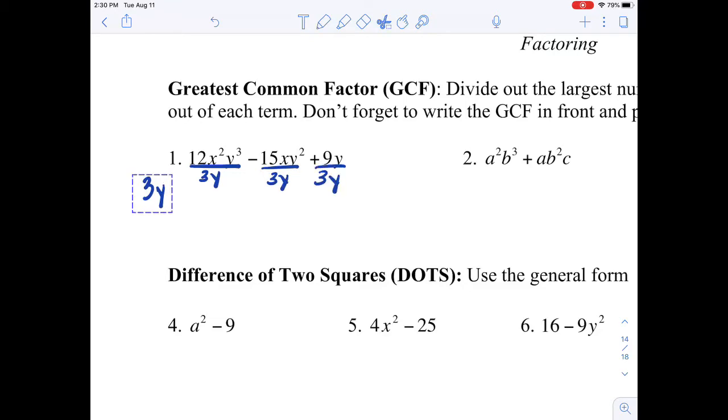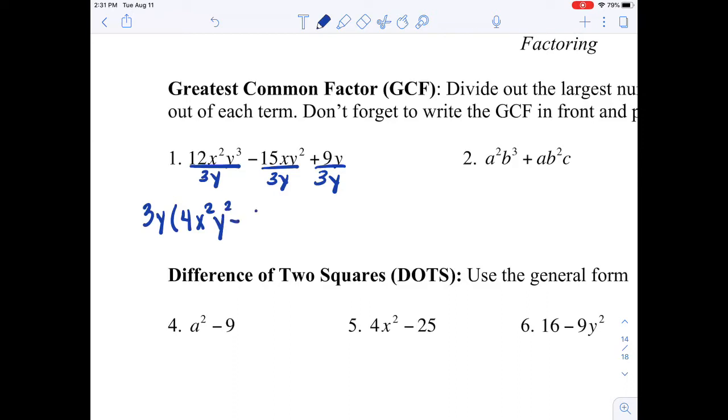Let me move this down for a second. And once I divide 3y into each of these terms, whatever's left over goes in its own parentheses, and now you have factored that expression. So this comes out to be 4, x squared cannot cancel with anything, y cubed over y squared, you subtract your powers to get y squared.